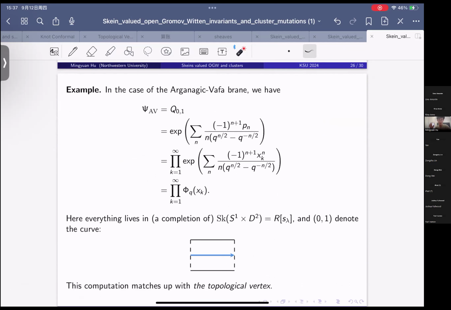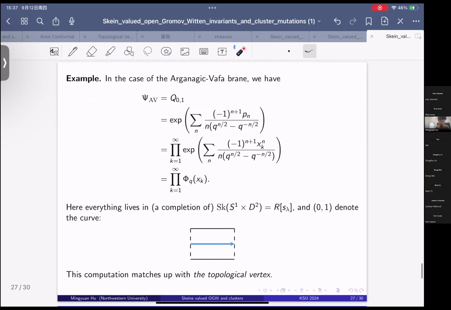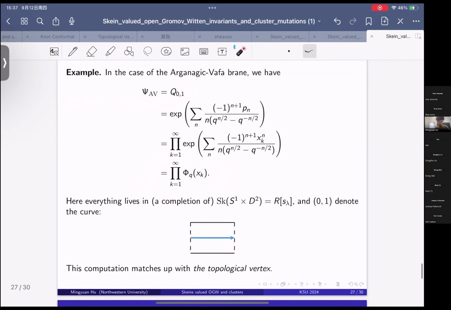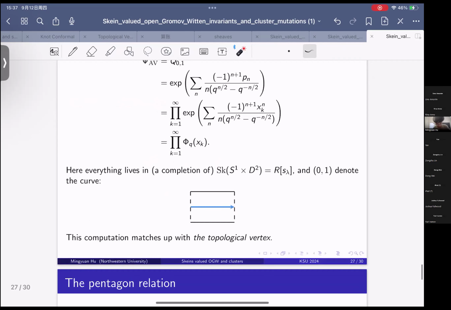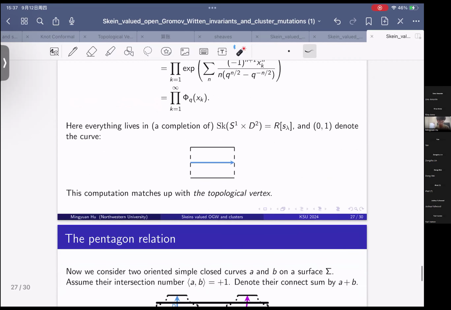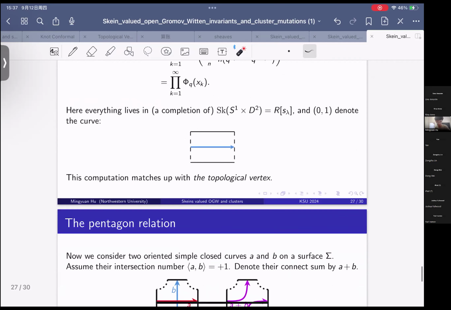So in the case of the torus, everything matches up. This main computation before, and they do match up. So here is the example. In the case of the Aganagic-Vafa brane, the dilogarithm is this thing, and the result is that it's a product with the quantum dilogarithm. So that's the thing, and our computation matches up with the topological vertex.